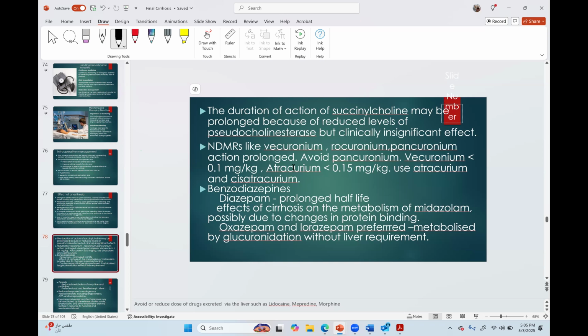Similarly, the same thing is with succinylcholine, its effect can be prolonged because of pseudocholinesterase. So this is also a consideration you should be thinking about. And of course, rocuronium, because there is a reduced excretion of rocuronium and reduced metabolism also.